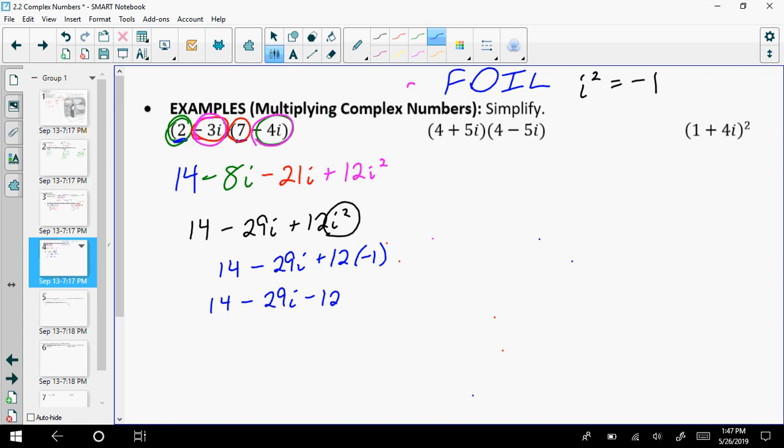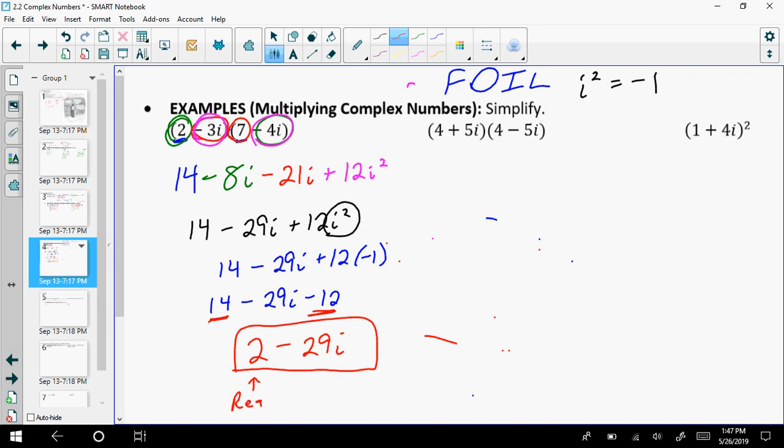So when you do these, if you see i squared, you think negative 1, it's going to turn the number opposite of what it was. So then the last thing is combine your like terms. 14 minus 12 would be 2, and then minus the 29i. So notice I have the real part, and I have the imaginary part. This is a complex number.